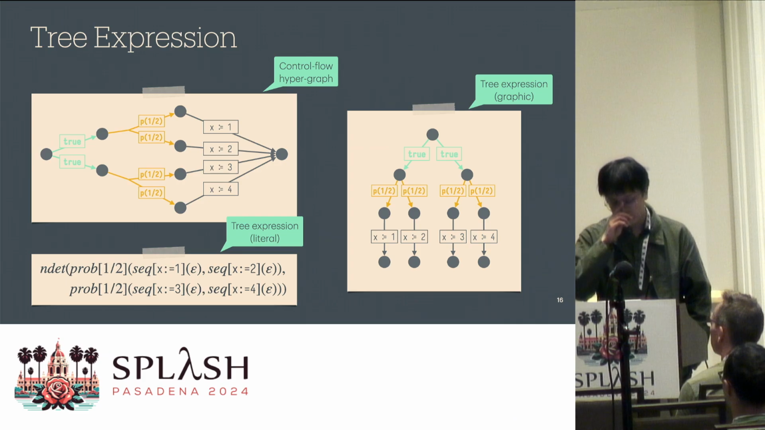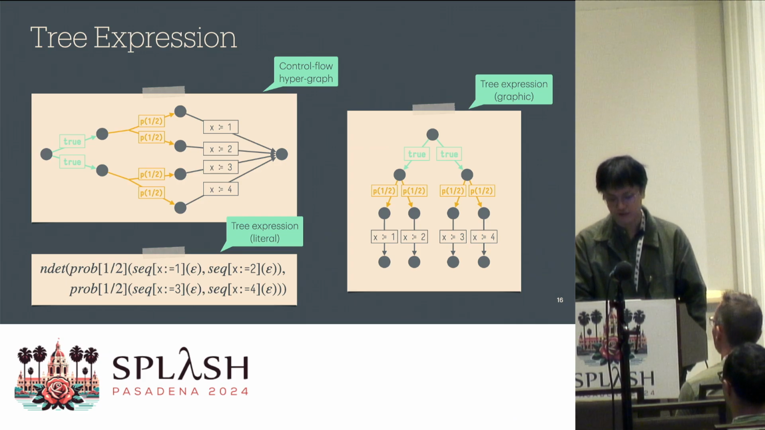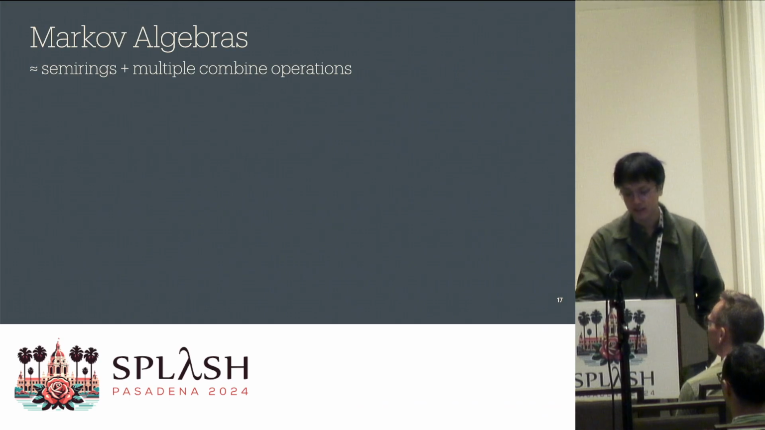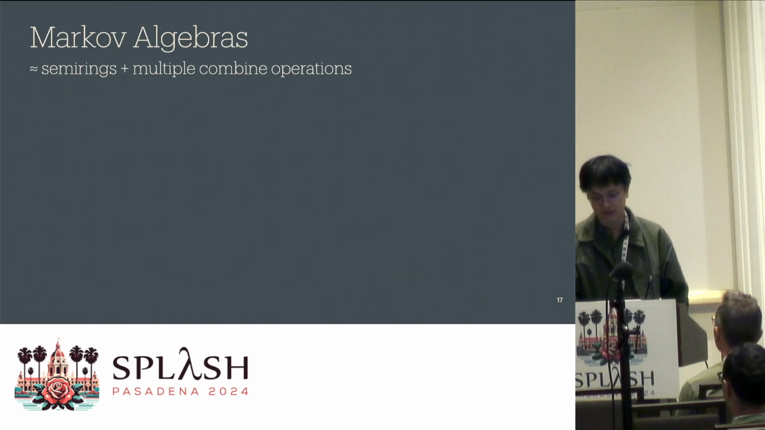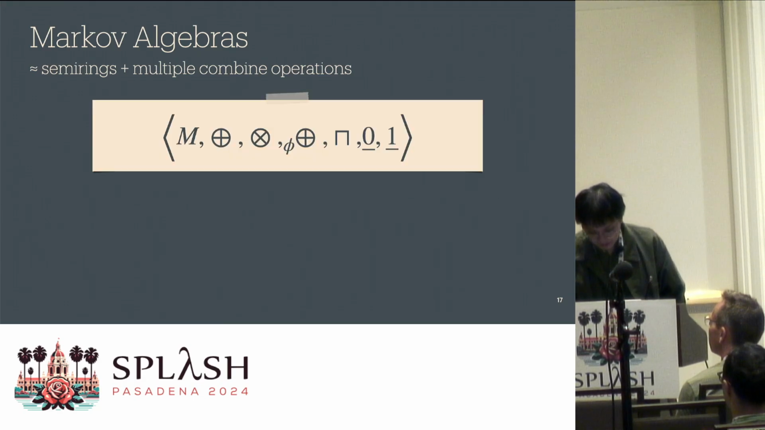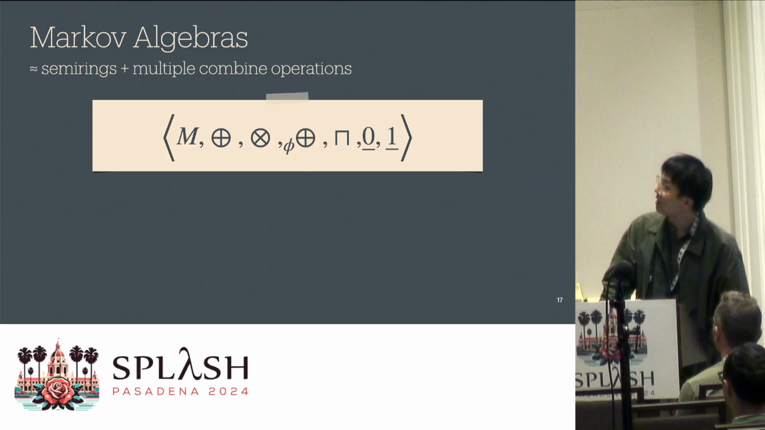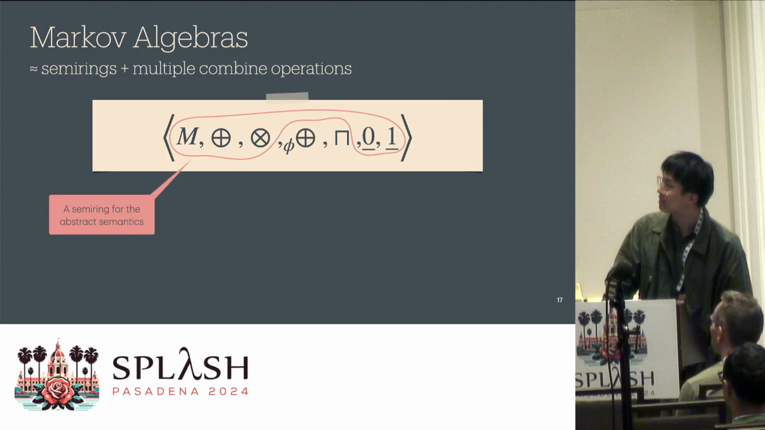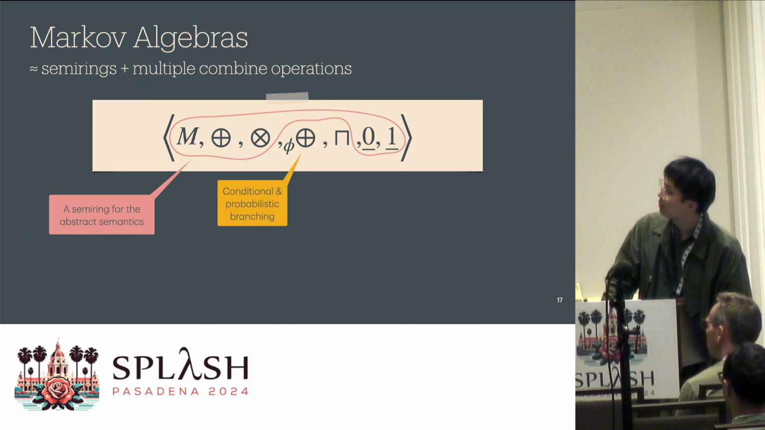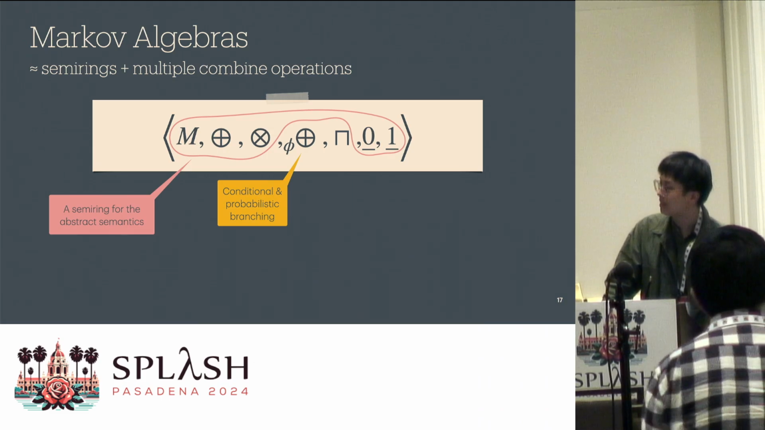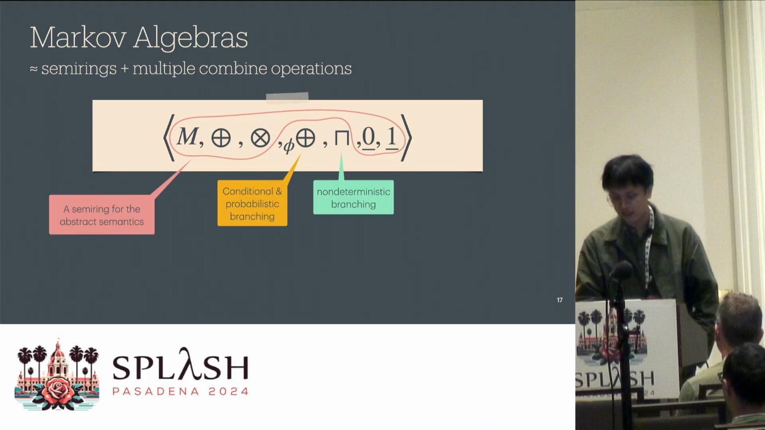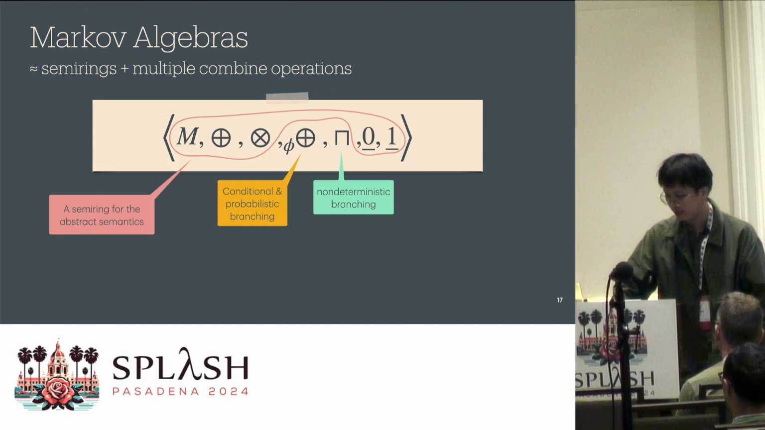Then we can use a generalization of semirings, which we call Markov algebras, which is basically semirings plus multiple combine operations, as a semantic model for our program analysis. So basically, we have a semiring structure for the abstract semantics, and then we have different combine operations. This circle plus with a subscript stands for probabilistic and conditional branching. And the square cap stands for non-deterministic branching.